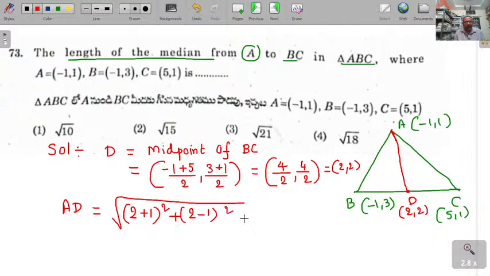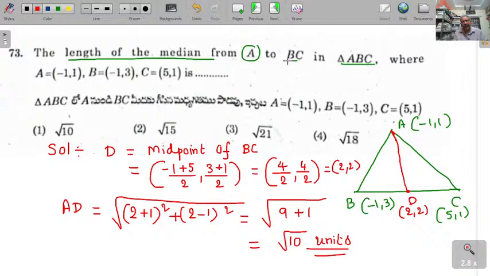So just simplify it. What do you get now? Root over 2 plus 1 is 3, square 9. This is 2 minus 1, 1 square is 1. So that will be root 10 units. This is the required length of the median drawn from A to the opposite side of triangle ABC, that is BC. I hope it's very clear to you. Very simple. First find midpoint of BC, then find distance from A to D, that is nothing but the length of the median drawn from A to BC, that is AD. I hope it's very clear to you.